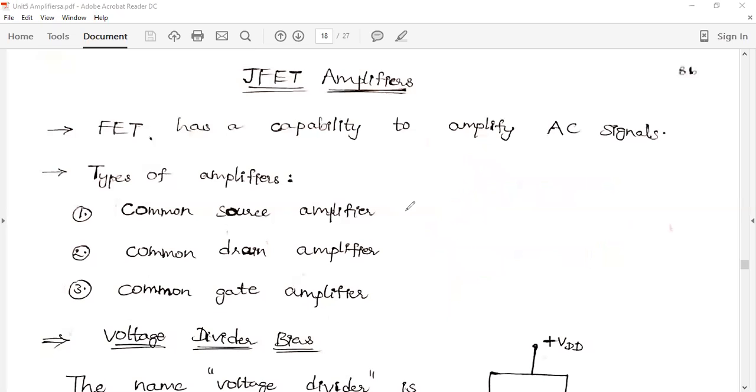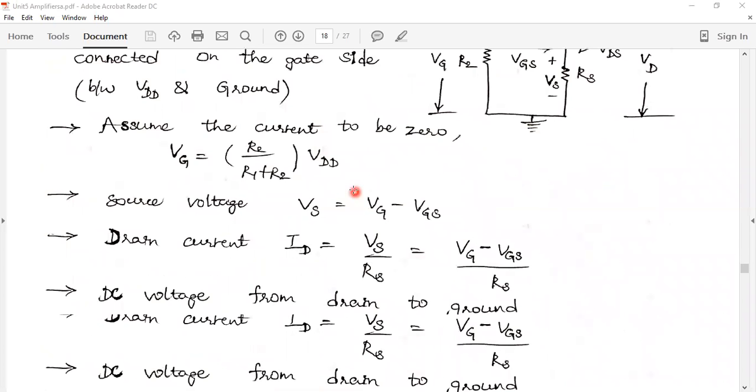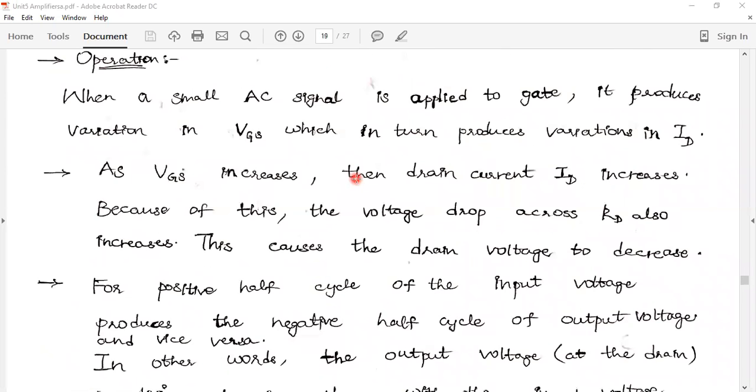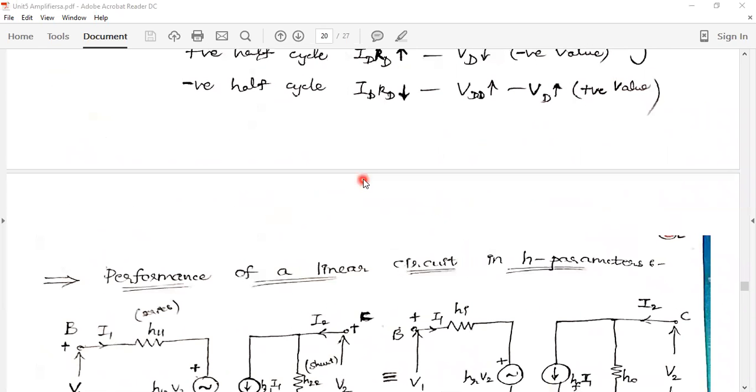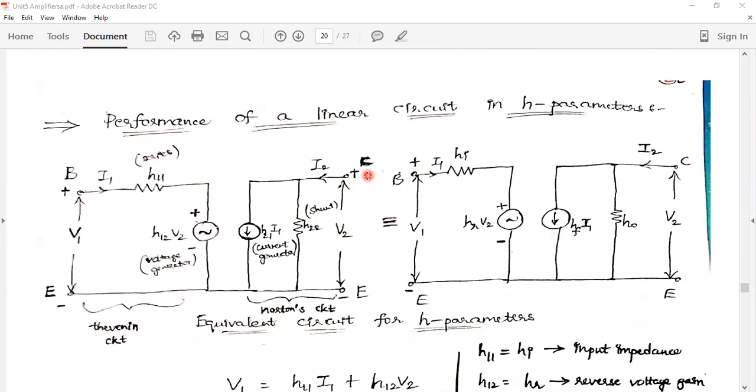Okay, this is about JFET amplifier operation, and we will move on to the next concept. That concept is the H parameter model. H parameter model, these are hybrid parameters, we can simply call them hybrid parameters.